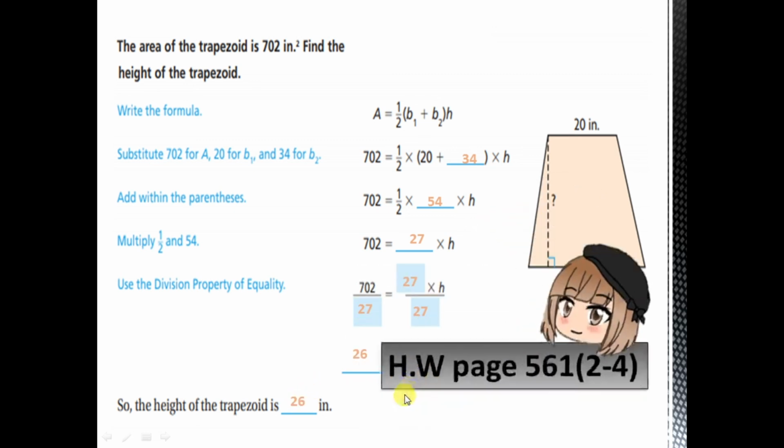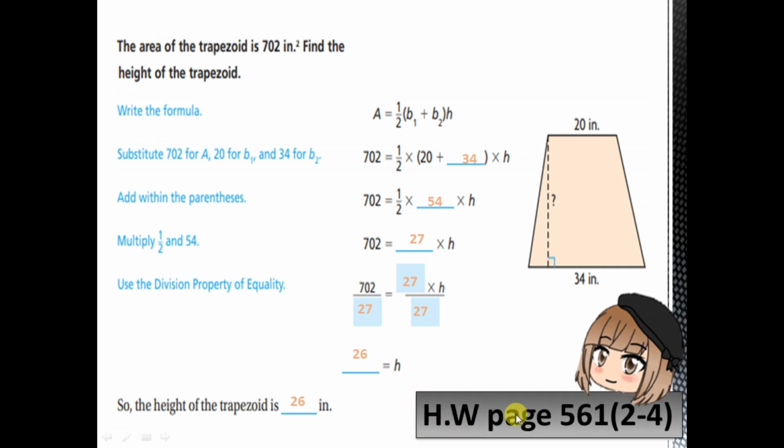And that's it. Don't forget to solve homework page 561 from 2 to 4.